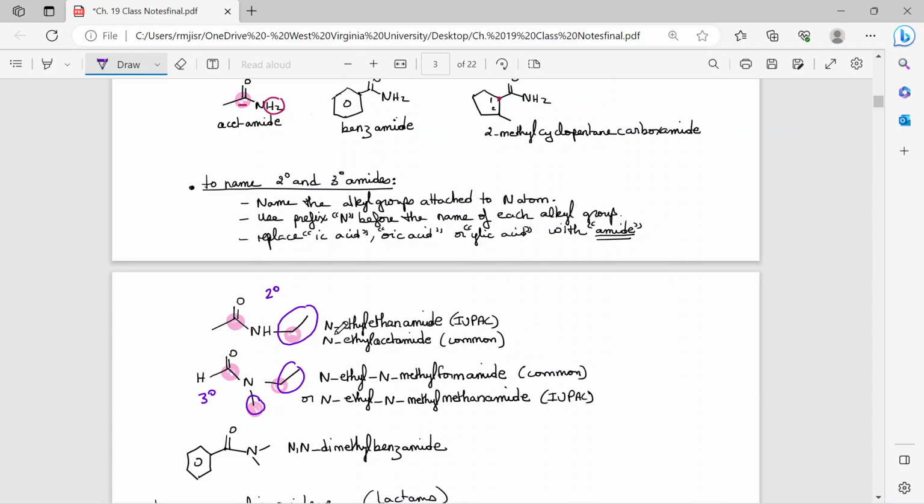So this is why I represent this by 1N. 1N indicates that I am naming a secondary amide. If I have 2 N's, then this indicates that I am naming a tertiary amide. So here I do have an ethyl group and a methyl group. The ethyl comes first. So the ethyl is on the N and the methyl is on the N.